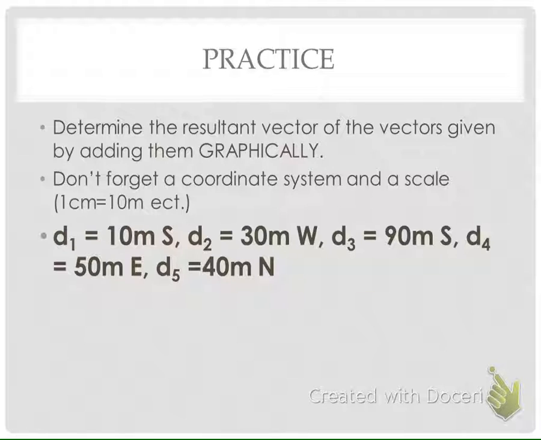Draw them out. Does it matter what order you draw them in? Nope. It doesn't matter what order you draw them in, as long as you draw them tail to tip. Then to find your resultant vector, you're going to measure from your origin to the tip of the last vector and convert that back using your scale. So you're going to give me a final resultant vector in meters.